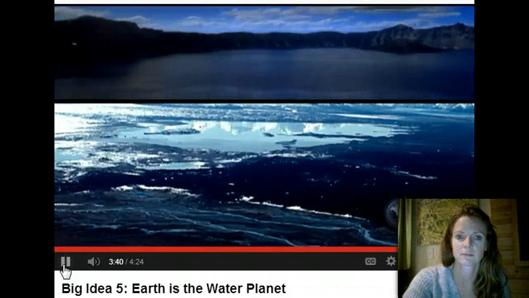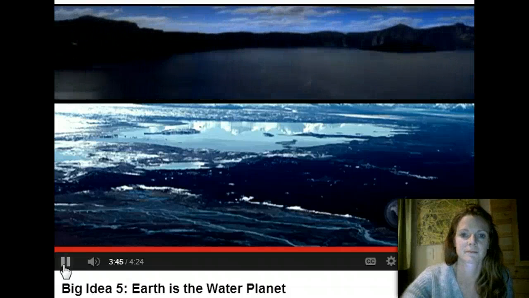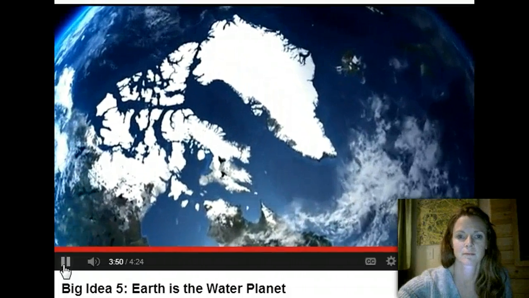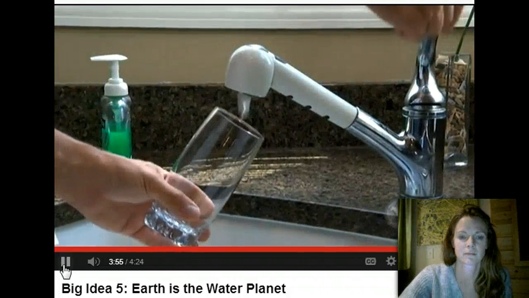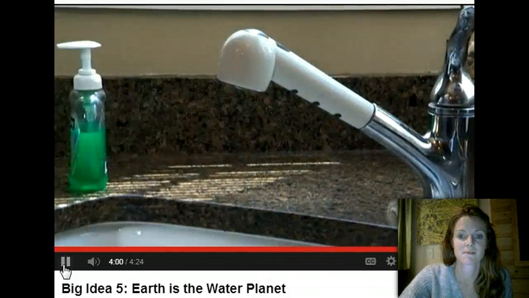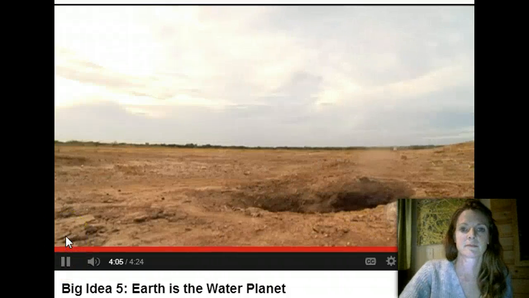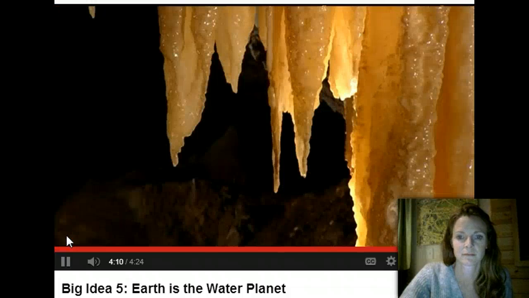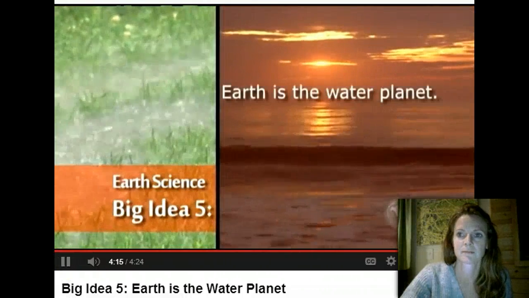Fresh water is less than 3% of the water at Earth's surface. Most of this fresh water is stored as glaciers in Antarctica and Greenland. Less than 1% of Earth's near-surface water is drinkable, liquid, fresh water. And 99% of this water is groundwater in the pores and fractures within soil, sediment, and rock. And that's Big Idea 5. Earth is the water planet.